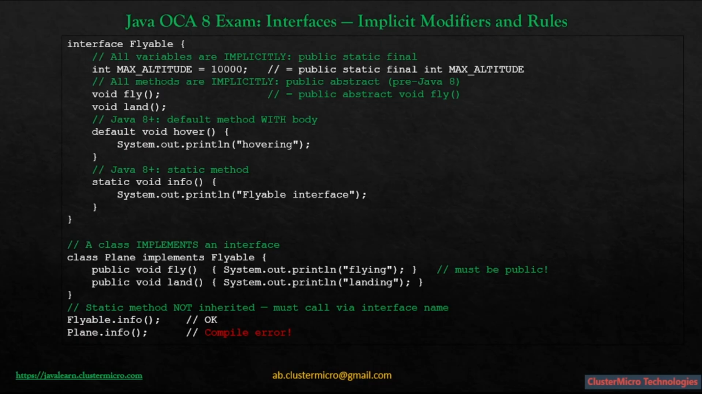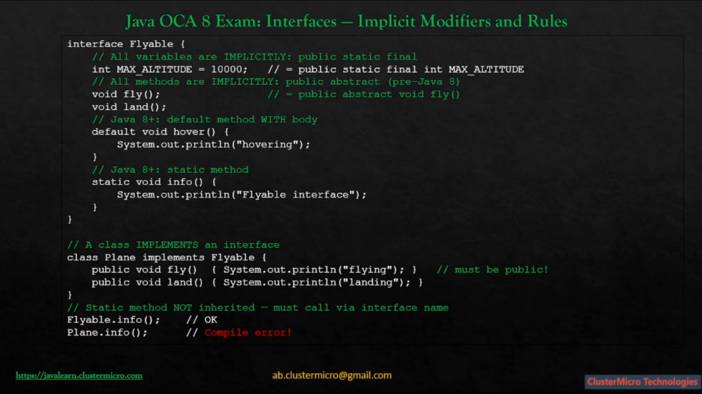Okay, so instead they must be called directly through the interface name rather than through a class that implements the interface. So let's come to the code, right? And we see int MAX_ALTITUDE is equal to 10,000. So every variable declared in an interface is automatically public, static, and final, whether you write those modifiers or not, and the compiler will add them silently.